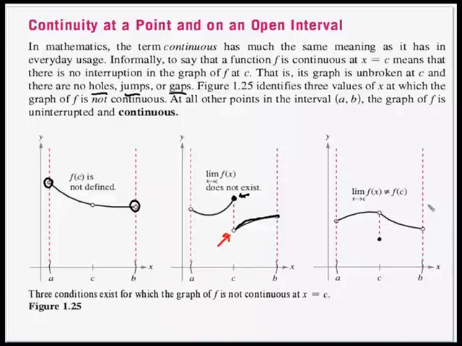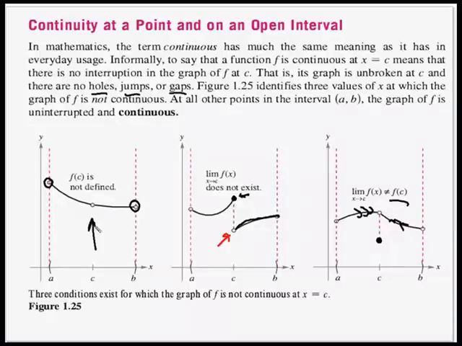And here in the last case, the function is defined. f of C does exist. It's a point down here. This limit does exist. As we approach from the left, we're approaching this hole. As we approach from the right, we're approaching that same hole in the graph. So the limit exists and the function is defined, but they're not equal. This hole in the function, we sort of took that point out and moved it down here. So there are the three conditions for which the graph of our function is not continuous.